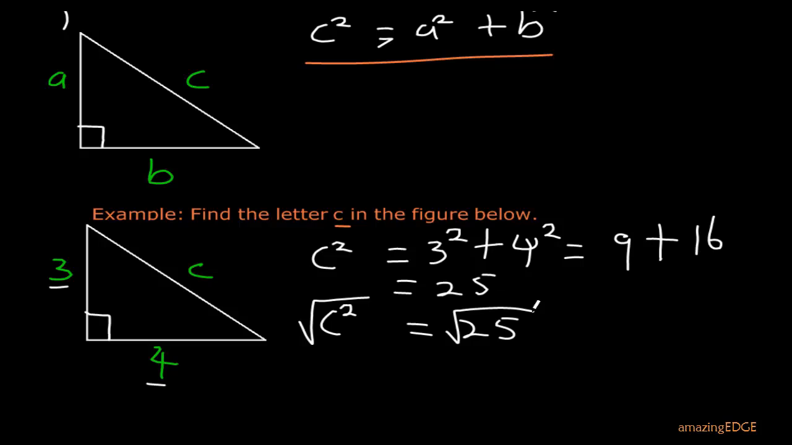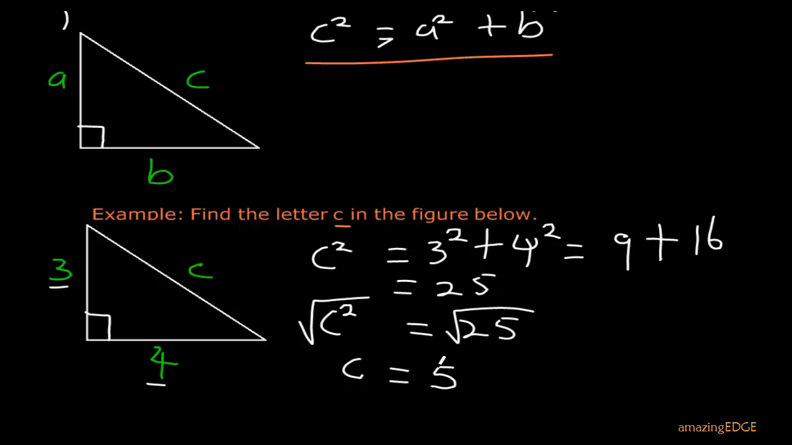When you take the square root of C squared, it will give you C. And the square root of 25 is plus or minus 5. But we are dealing with the side of a triangle, we are looking for the length of something. So the length cannot be negative. That means we are going to take the positive value. So C will be equal to 5.